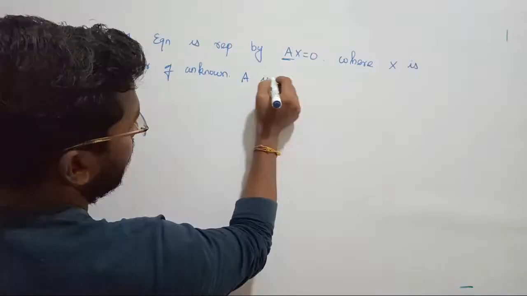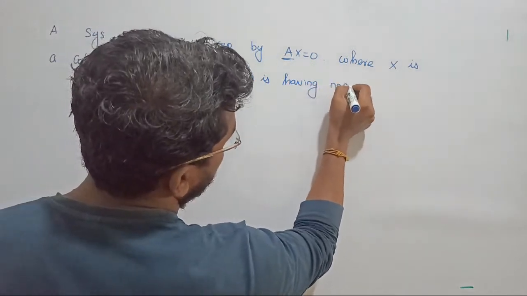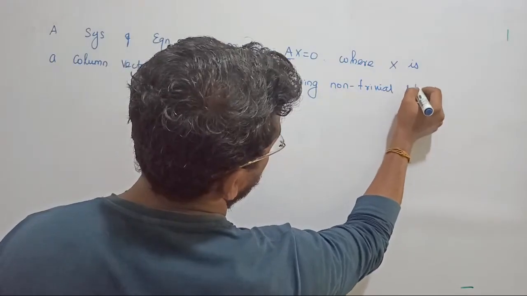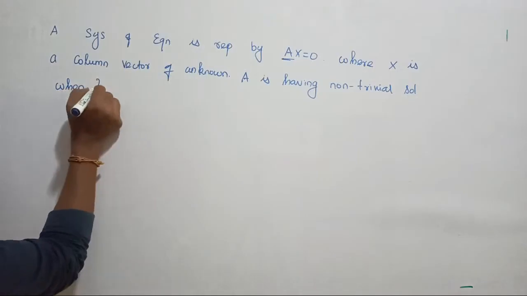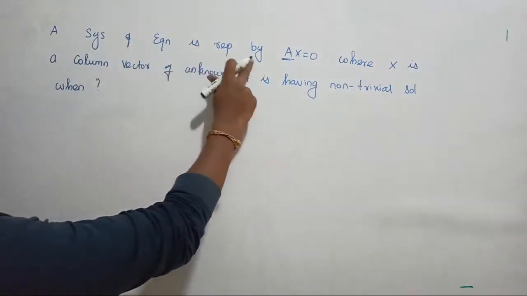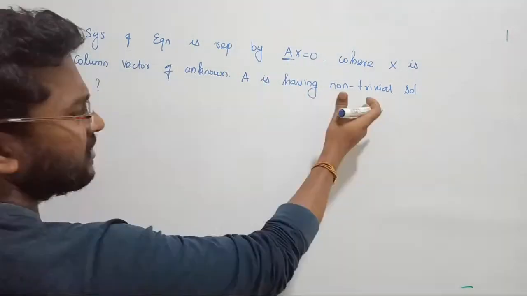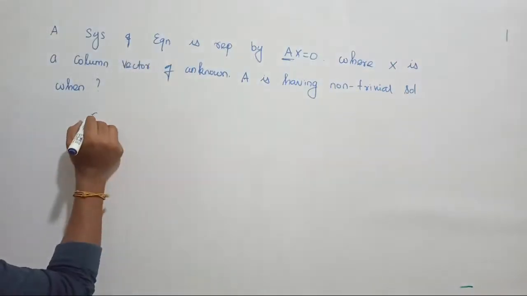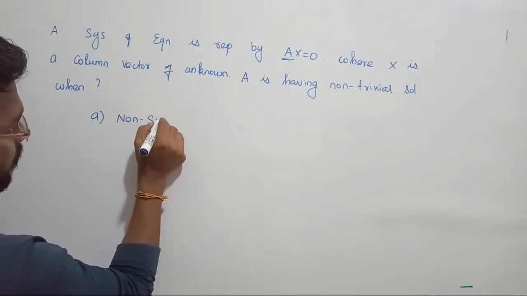The matrix A is having a non-trivial solution. When? That is the question. I am repeating once again: a system of equations is represented by Ax equal to 0, where x is a column vector of unknowns. A has a non-trivial solution when? They are asking when. It is possible when A becomes a non-singular matrix. Option A is given as non-singular.